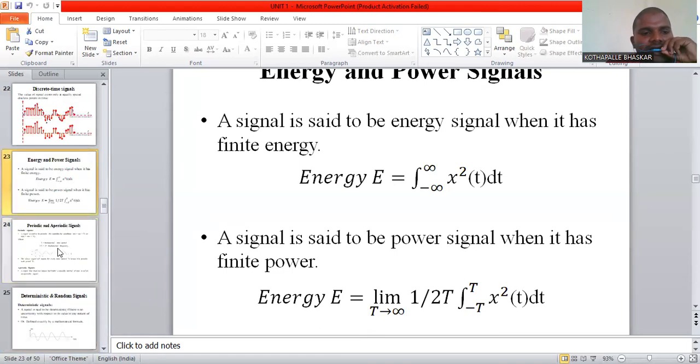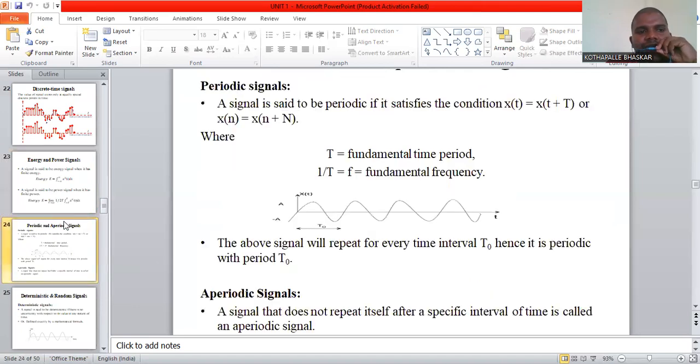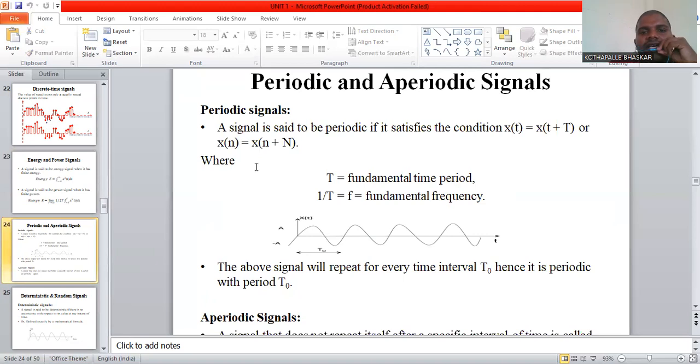Next one, periodic and aperiodic signal. A signal is said to be periodic if it satisfies the condition x of t is equal to x of t plus capital T. Here capital T is the fundamental time period. That means the same time period will repeat again and again. Here 1 by T is equal to F, that is the fundamental frequency.